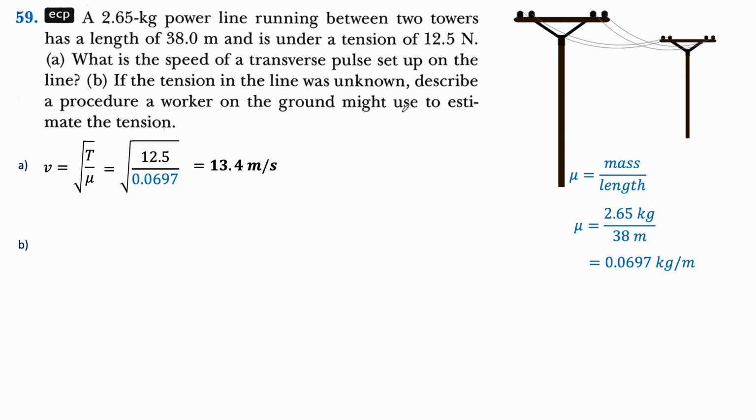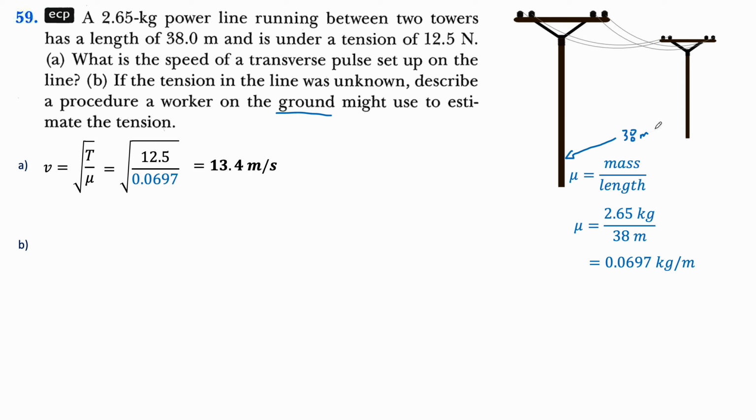And the key on this one is, if the tension in the line was unknown, describe the procedure a worker on the ground might use to estimate the tension. Now, if they're up on top, they can just pluck it and measure the velocity or the time it would take a pulse to go from one side to the other. But in this case, if you're standing on the ground, how would you solve this? Well, again, remember, you do know the distance between these two poles is roughly 38 meters, the length of the wire.